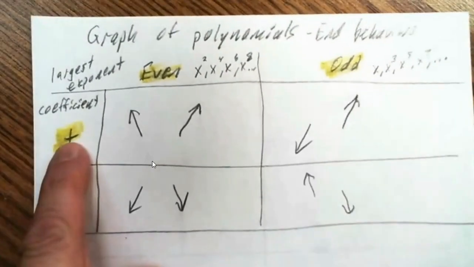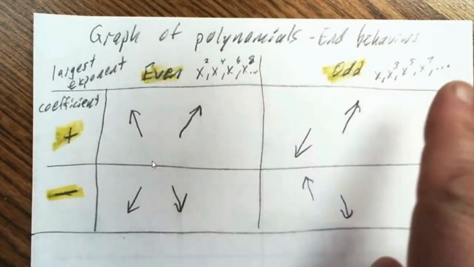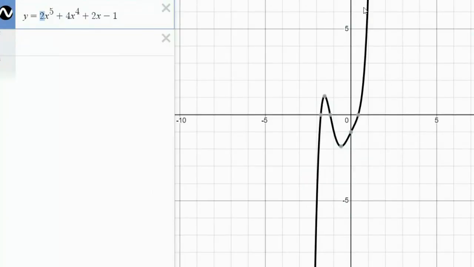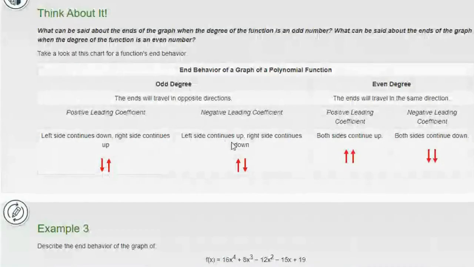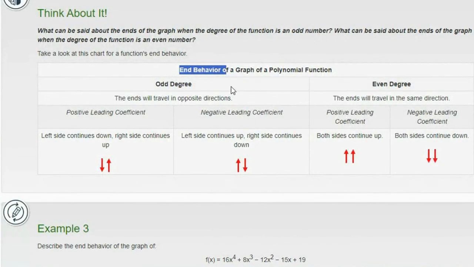Odd with a positive coefficient goes down on the left side and up on the right side. So we can quickly identify what the end of the graph should look like just by knowing: is it odd, is it even, does it have a positive coefficient or a negative coefficient on that largest exponent.